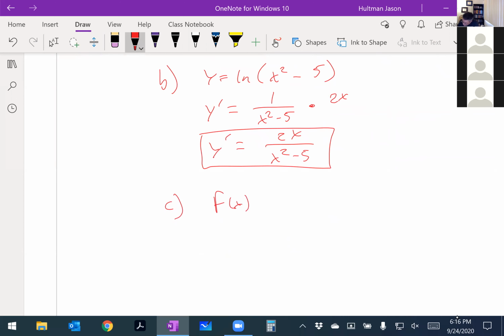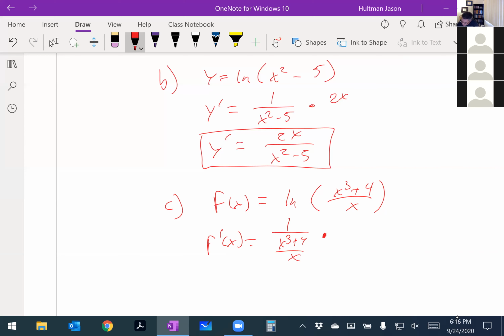Okay, f of x is equal to natural log of x cubed plus 4 over x. Oh, that's kind of interesting. So this is going to be a natural log, but then it's going to be a quotient rule as well when we do the chain rule here. So it's natural log, chain rule, quotient rule. Interesting. So f prime of x is going to be 1 over whatever we're taking the natural log of, 1 over x cubed plus 4 over x, times the derivative of the inside, which is a quotient rule.